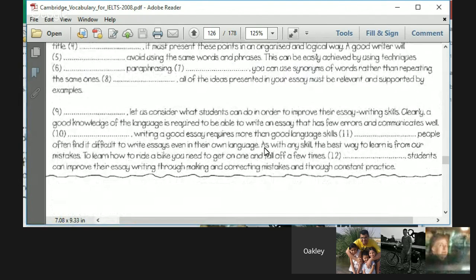Nasser, last part. As with any skill, go ahead. Okay, as with any skill, the best way to learn is from our mistakes. To learn how to ride a bike, you need to get on one and fall off a few times. Also, students can improve their essay writing through making and correcting mistakes and through constant practice. Also, right? Well, not really. Not really. Not okay. Similarly.